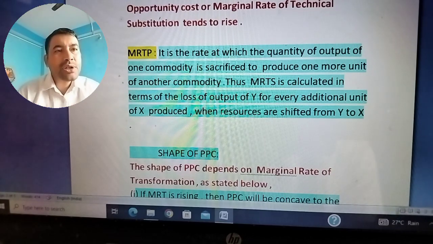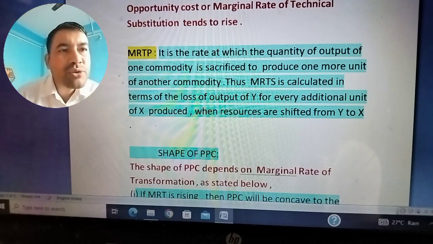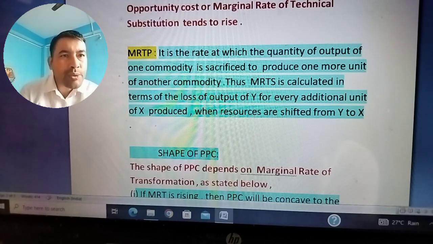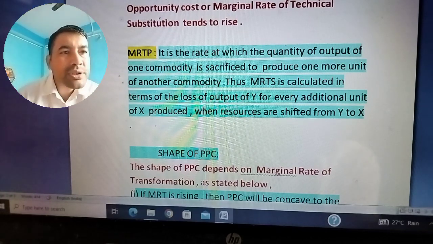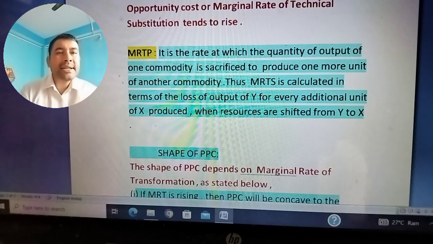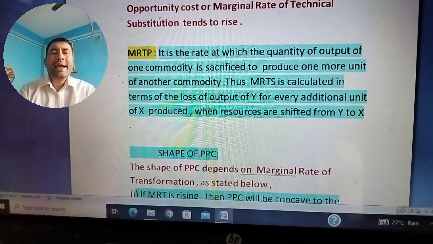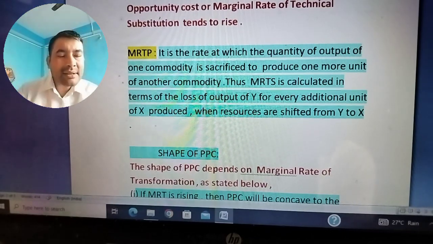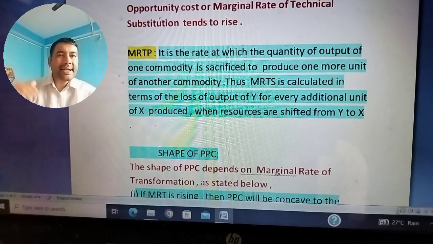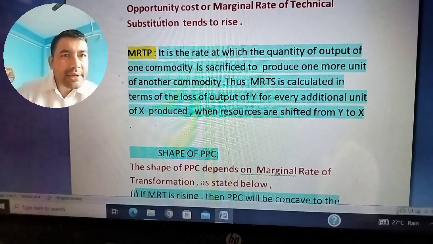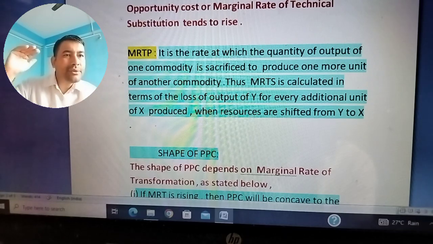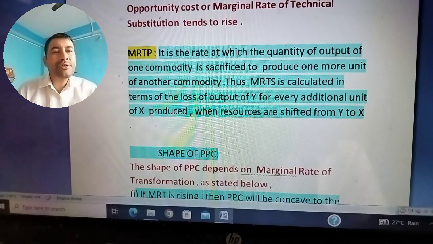So it is the rate at which the quantity of output of one commodity, say X, is sacrificed to produce one more unit of another commodity, say Y. Thus, MRTS is calculated in terms of the loss of output for every additional unit of X produced when resources are shifted from Y to X. That is, if you want to produce more of X, then you have to sacrifice more of Y. The resources should be used in production of X, sacrificing the production of Y. While getting one extra unit of X, you have to sacrifice some units of Y, and that is what is denoted by the marginal rate of technical substitution.